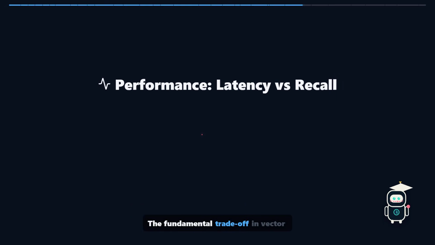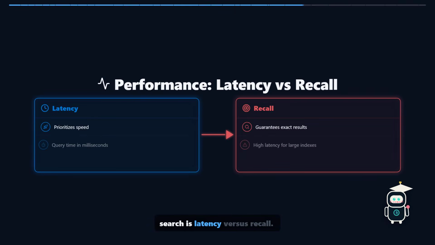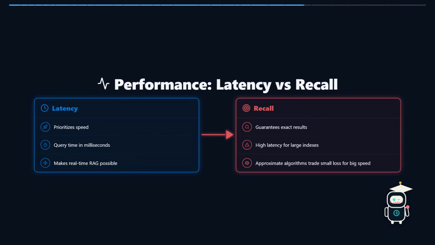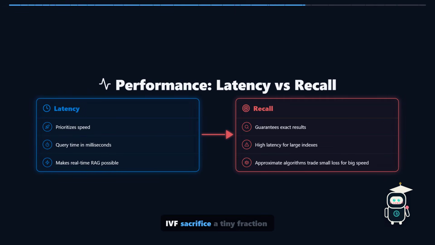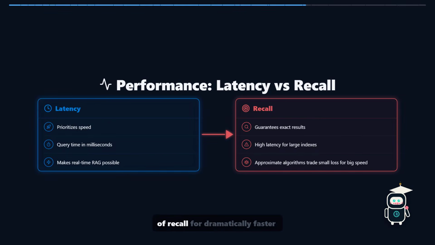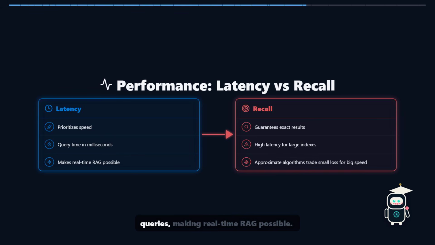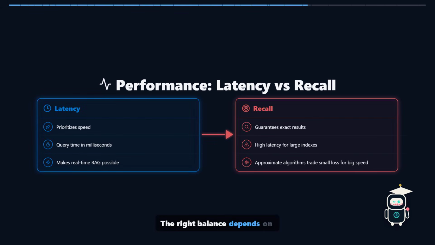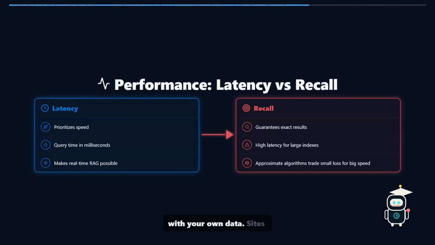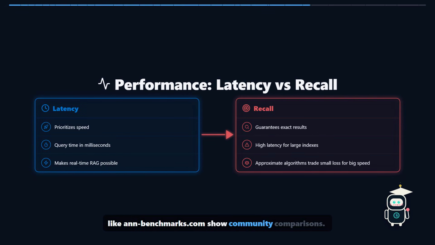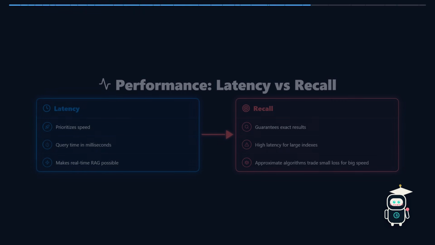The fundamental trade-off in vector search is latency versus recall. Approximate algorithms like HNSW and IVF sacrifice a tiny fraction of recall for dramatically faster queries, making real-time RAG possible. The right balance depends on your use case. Always benchmark with your own data. Sites like ann-benchmarks.com show community comparisons.